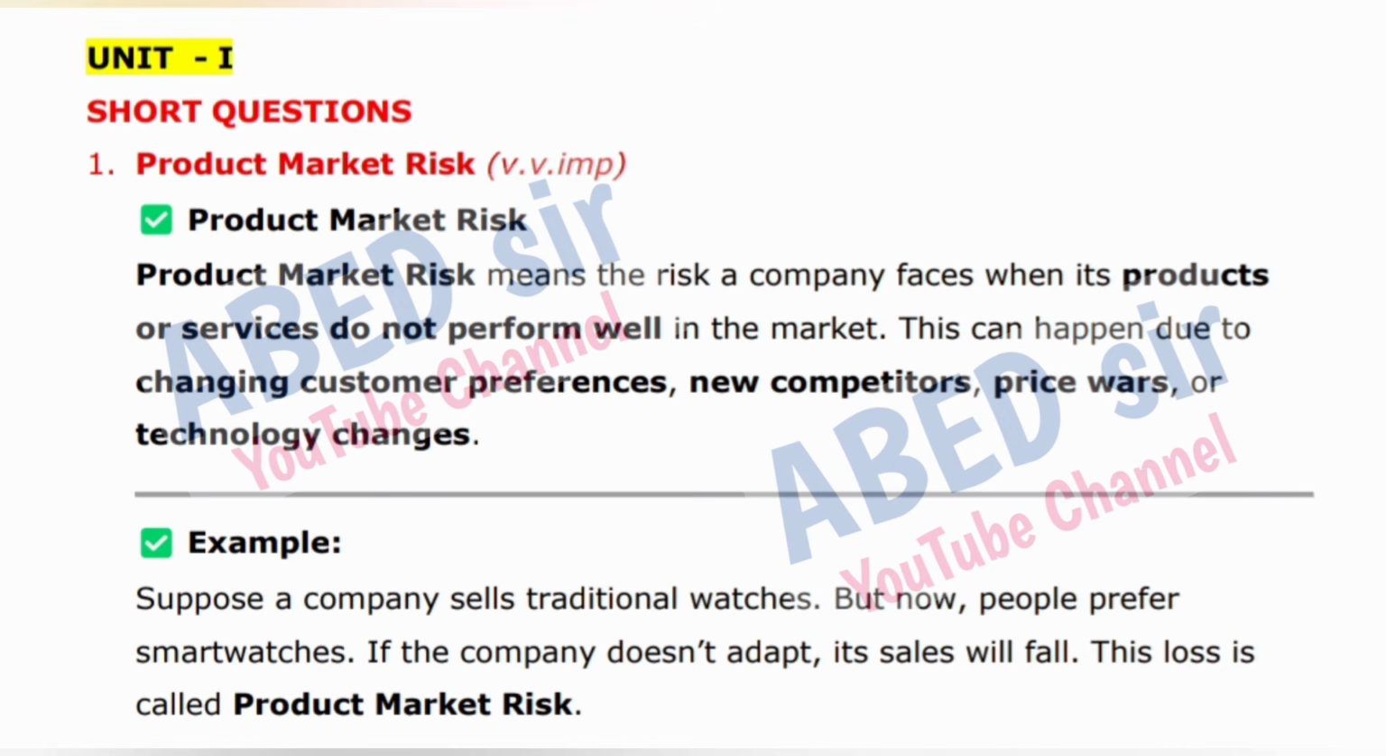Unit 1, first important short question is product market risk. Product market risk means the risk a company faces when its products or services do not perform well in the market. This can happen due to changing customer preferences, new competitors, price wars, or technology changes. Example. Suppose a company sells traditional watches. But now, people prefer smartwatches. If the company doesn't adapt, its sales will fall. This loss is called product market risk.